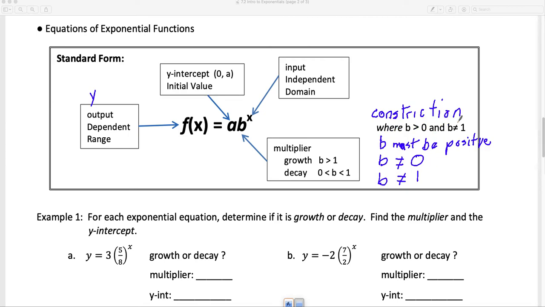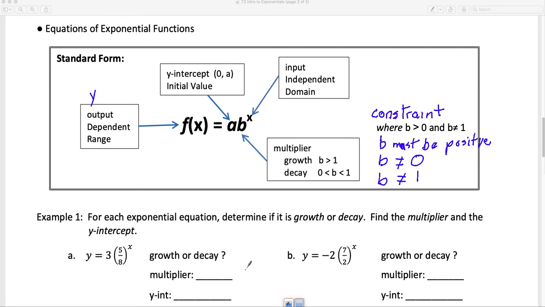Oh, I wrote constriction instead of constraint. How unpleasant. So let's write constraint. It's what you get when you try and spell and talk at the same time. Constraint. Much better.